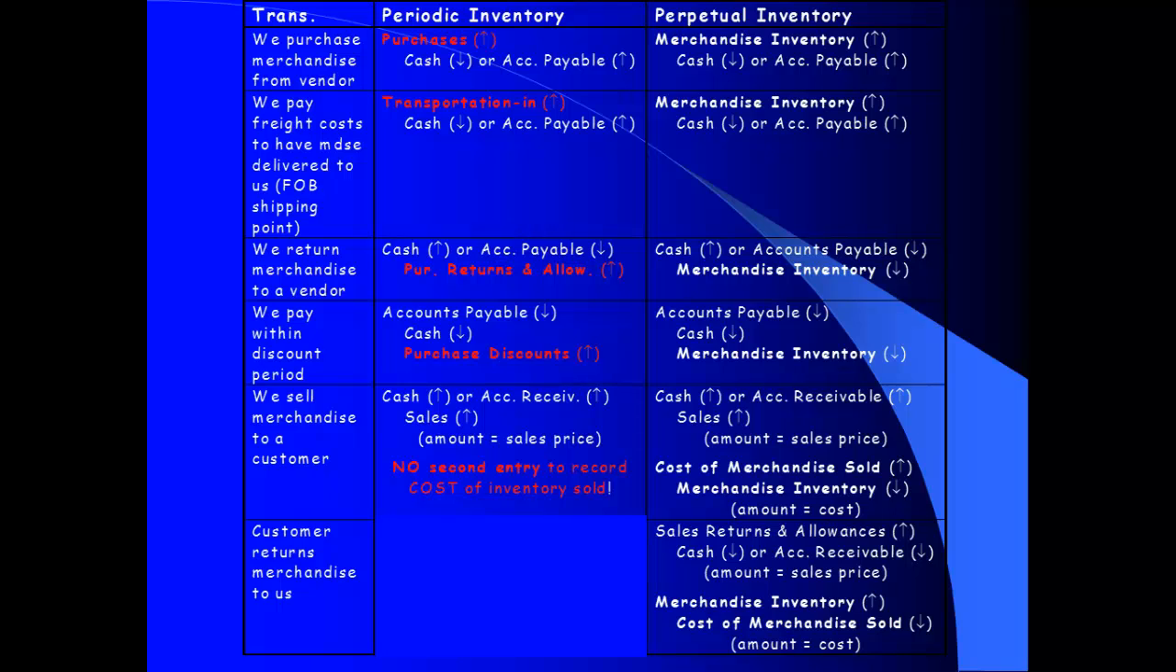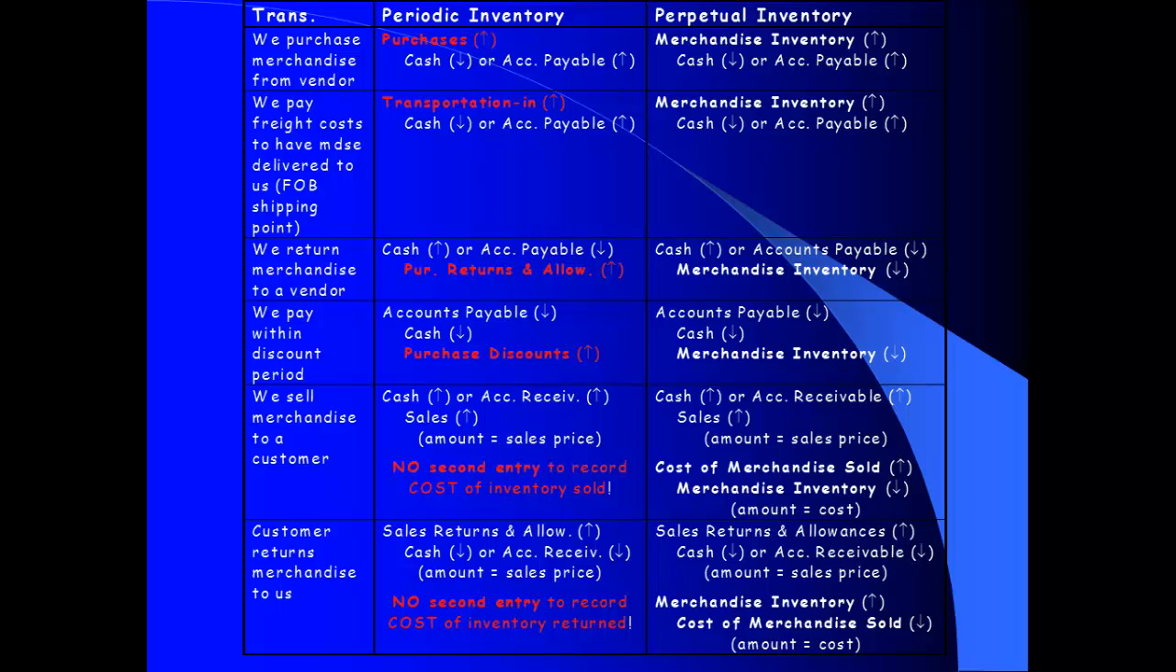We said years ago nobody did it the perpetual way, right? Everybody used periodic instead. To make that second entry, debiting cost of goods sold and crediting merchandise inventory, you have to track exactly what you just sold. Until the advent of computers and scanning and barcodes, could companies easily track what they just sold? No, they couldn't. It was not possible. No second entry is made then.